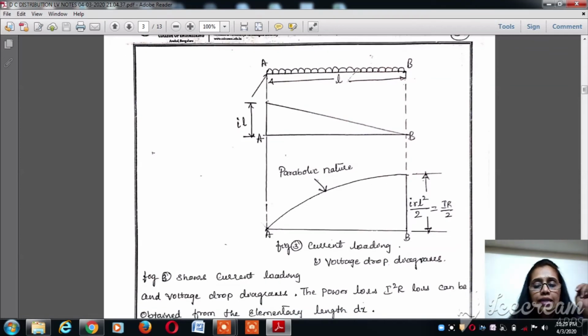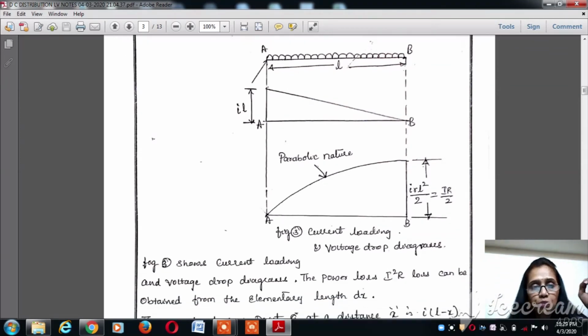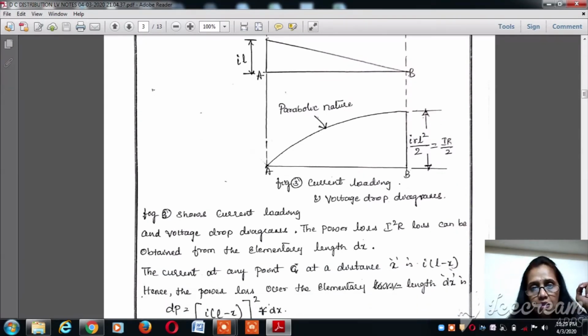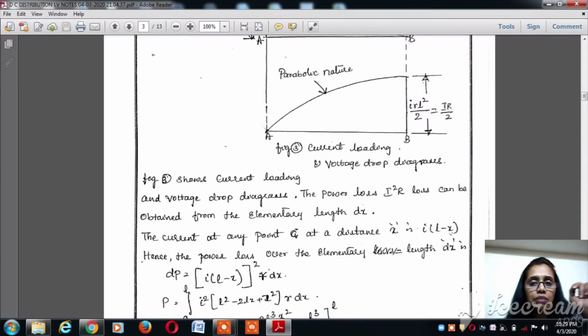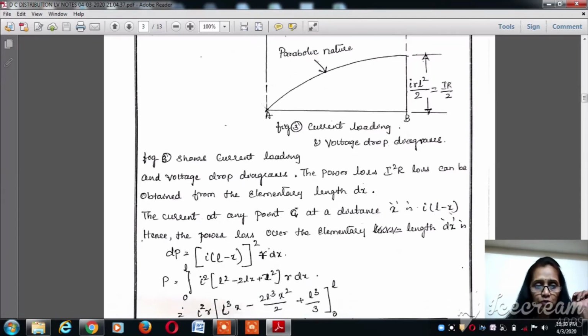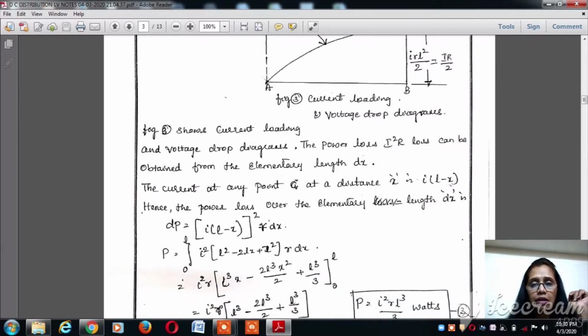So exactly at the center of the distributor, we can expect the minimum point of potential in a uniformly distributed load. This diagram shows the current loading as well as the voltage drop diagrams for the feeder that is feeding at one end of the line which has a uniformly distributed load. And we can also find out what the power loss is in this uniformly distributed load.